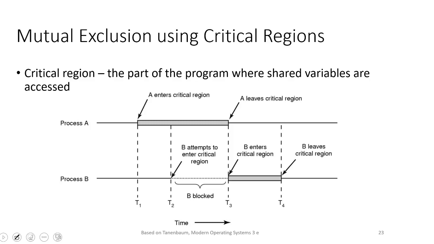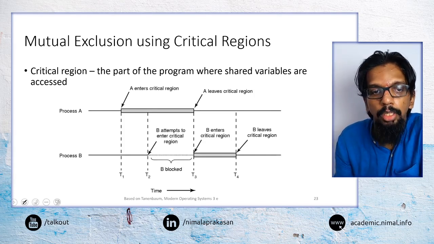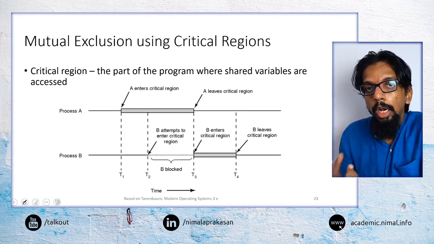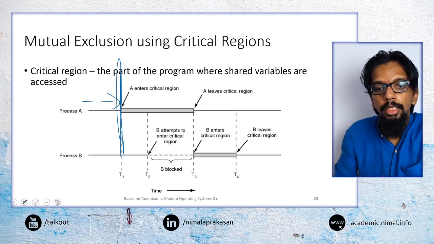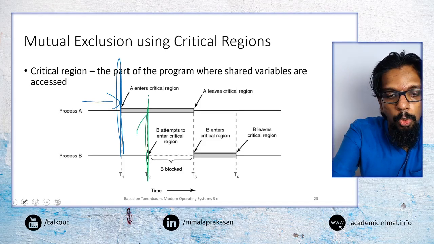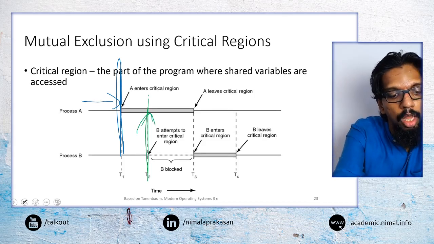So there are a number of mechanisms that we would use to avoid these race conditions. And the first approach that we would take is what is called mutual exclusion using critical regions. So what we do here is, if a process enters the critical region, and later on, if another process wants to enter the critical region there, we will not allow that.